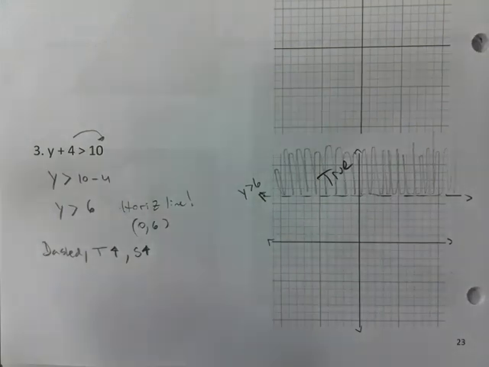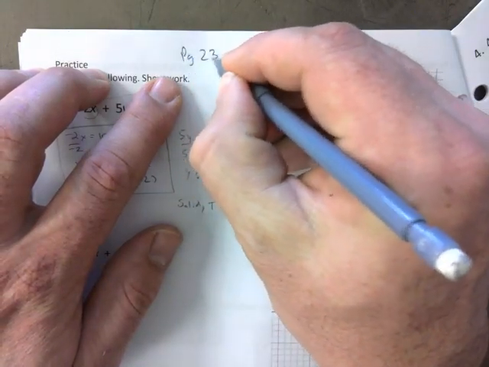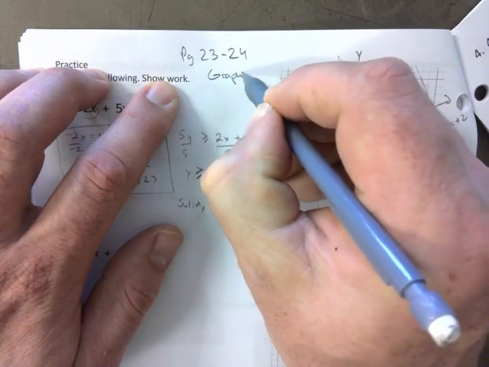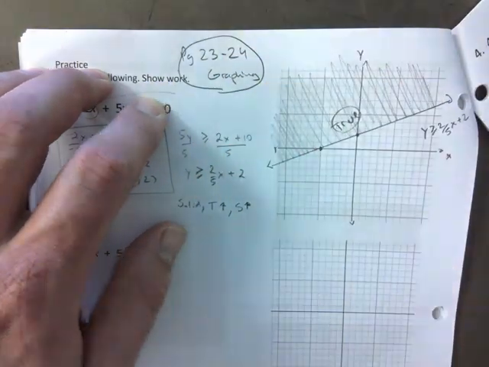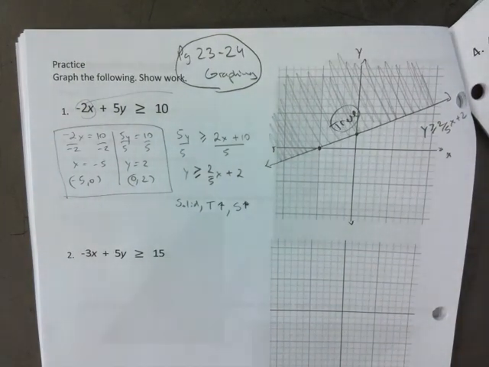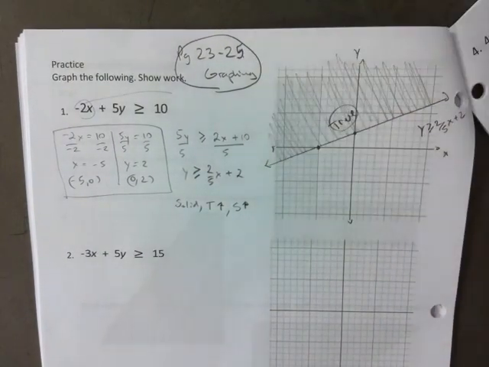So I'll write that down at the top of this in case you forget. So I'll just go page 23 to 24 is on graphing. Okay, graphing only those 2 pages, or does it keep going? Never mind, it goes to 25. Easy fix. There you go.